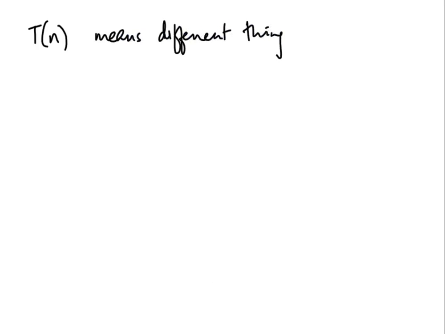Now the other thing we saw last time is that t of n means different things, because there is no such thing as a uniform input of size n. Right? So it depends on the input.